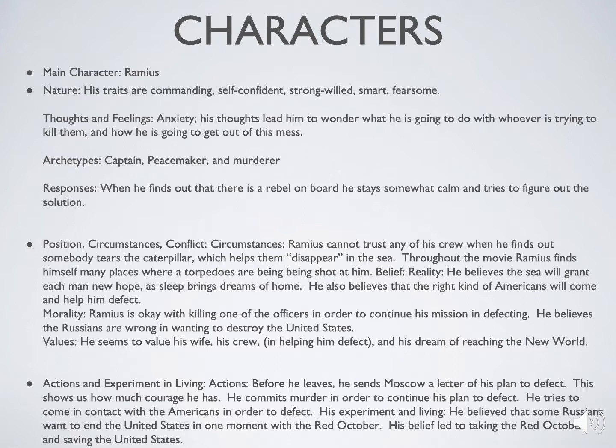He commits murder in order to continue his plan to defect. He tries to come in contact with the Americans in order to defect. His experiment in living. He believes that some Russians want to end the United States in one moment with the Red October. His belief led him to taking the Red October and somewhat saving the United States from total destruction.